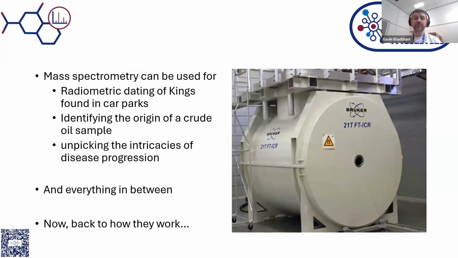So mass spectrometry can be used for radiometric dating of kings found in car parks. It can be used for identifying the origin of crude oil samples, or even unpicking the intricacies of disease progression. And unsurprisingly, that's something that we do a lot of here at the shared research facilities. And it can do everything in between.